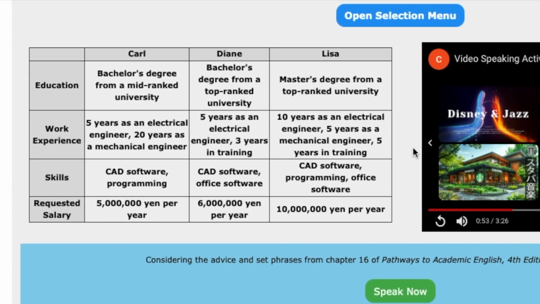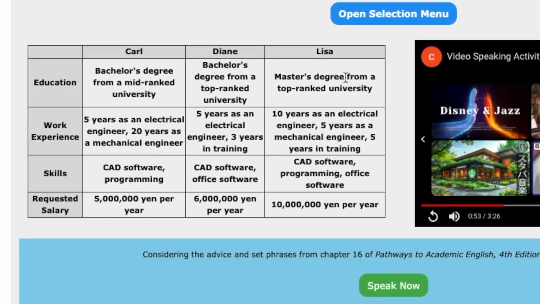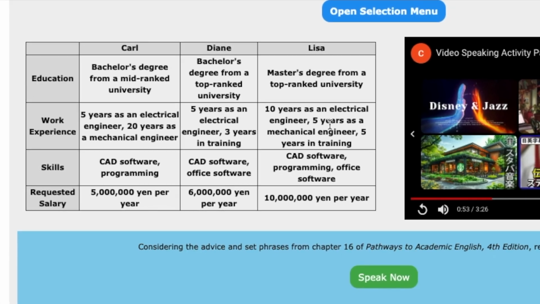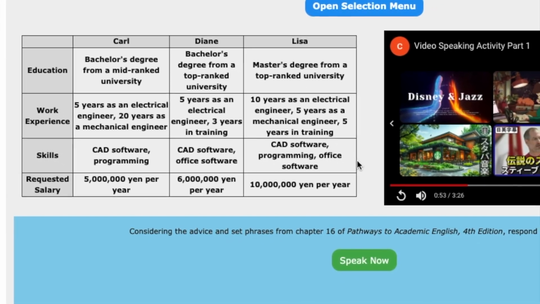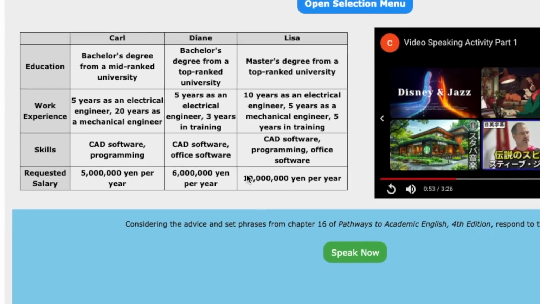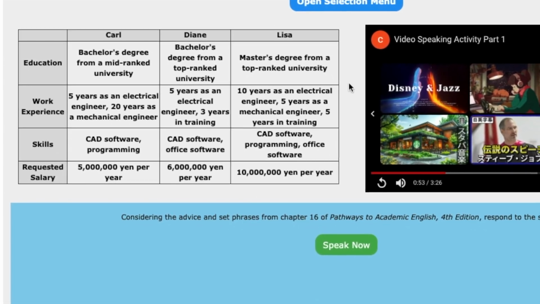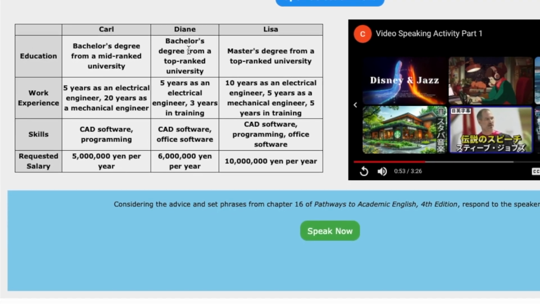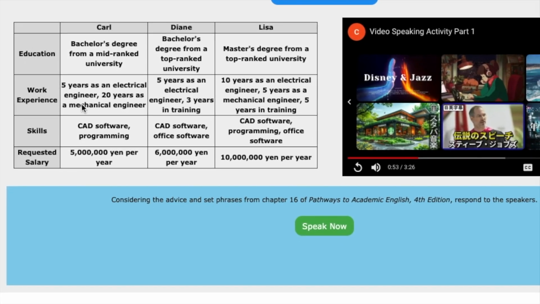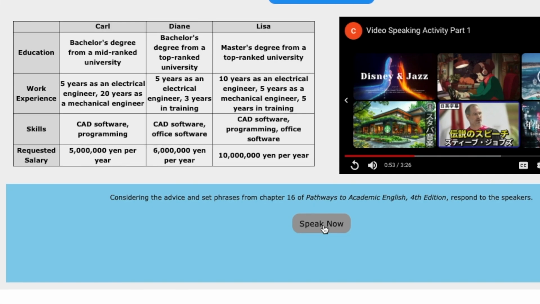All right, so they were talking about Lisa, and they pointed out some good details about her. And then he said, what do you think? So probably I should give my impression about Lisa compared to the other 2 people on this table. When I'm ready, I can push speak now.